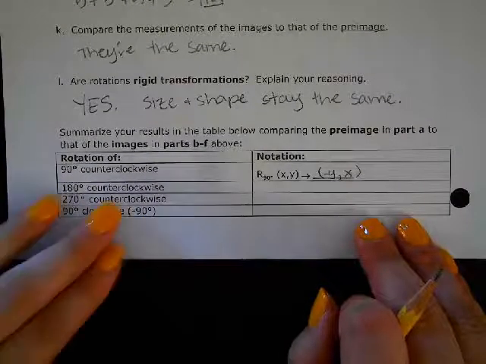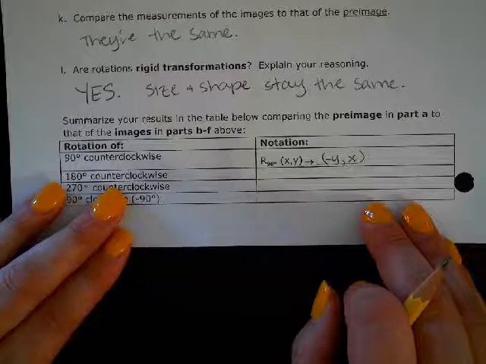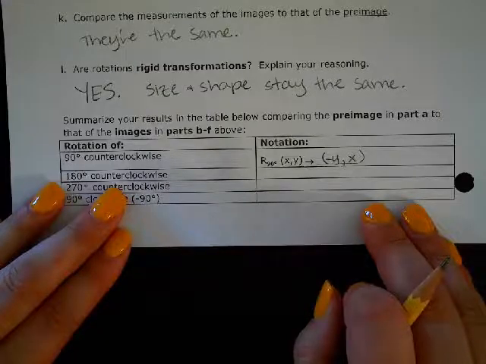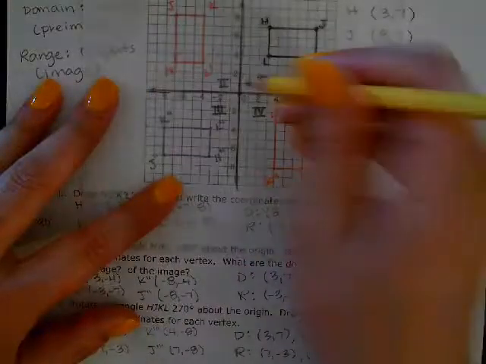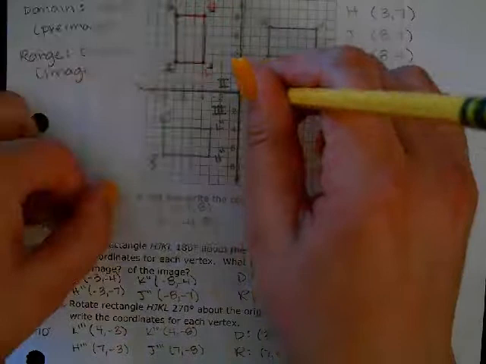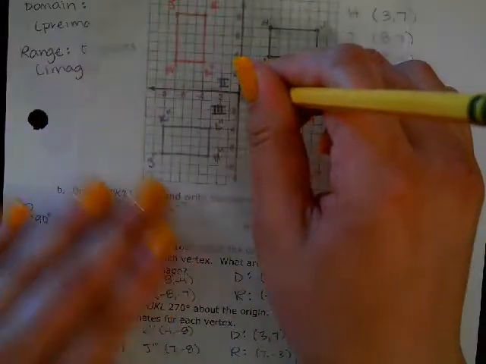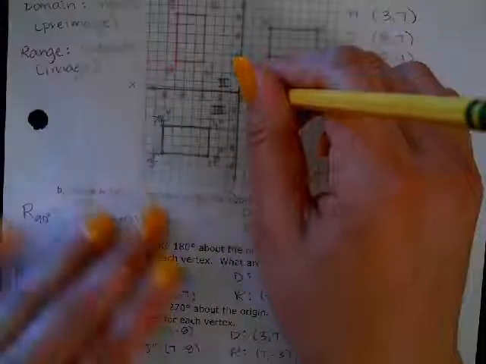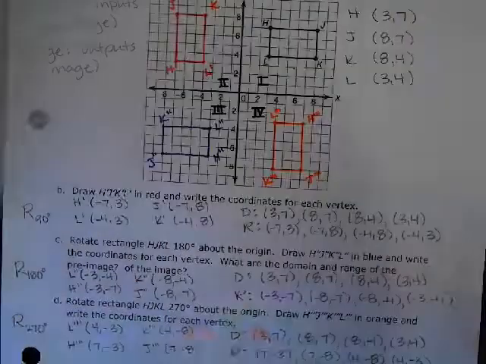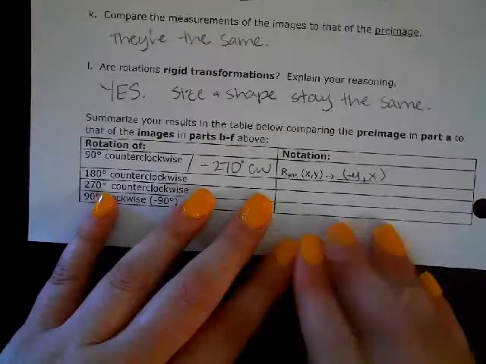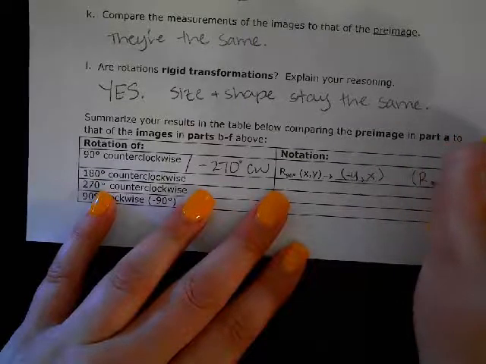Okay, now I want to add something to this real quick. So if we had a 90 degrees counterclockwise, what would that be clockwise? Negative 270. Let's add that just in case we ever need it. That would be negative 270 clockwise. So I'm going to write R negative 270. Okay, just in case I need it. I might not, but just in case.